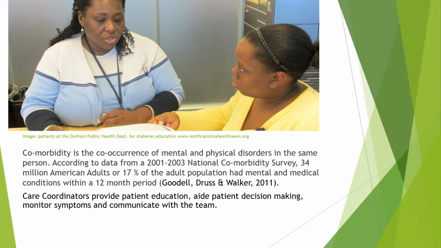Comorbidity is the occurrence of mental and physical disorders in the same person. According to data from the 2001-2003 National Comorbidity Survey, 34 million American adults, or 17% of the adult population, had mental and medical conditions within a 12-month period. Care coordinators provide patient education, aid patient decision-making, monitor symptoms, and communicate with the team.